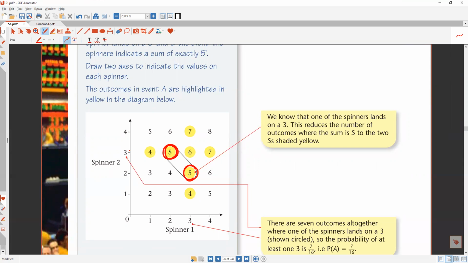So that's why I'm checking both 3s of the spinner. So how many such 5s do I have? Only 2 5s do I have.